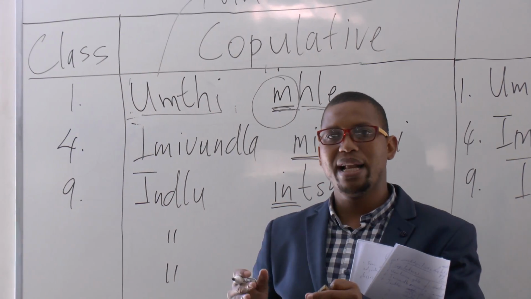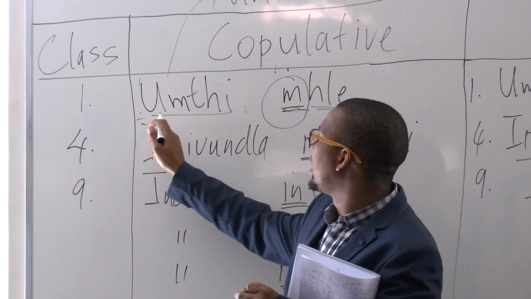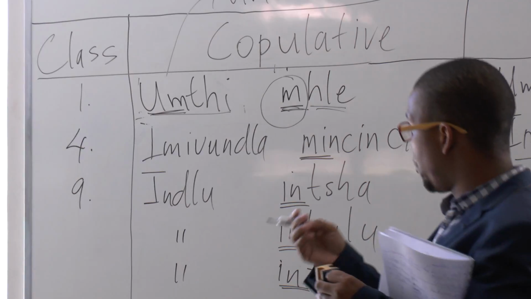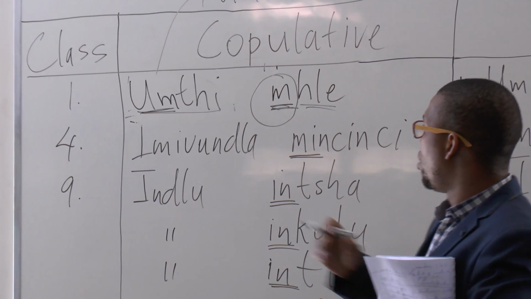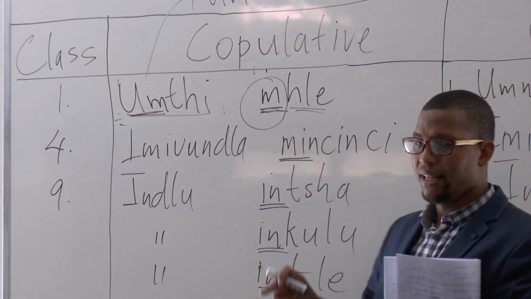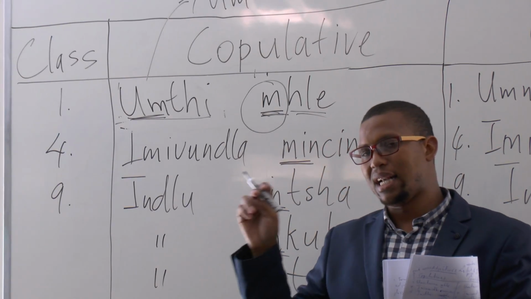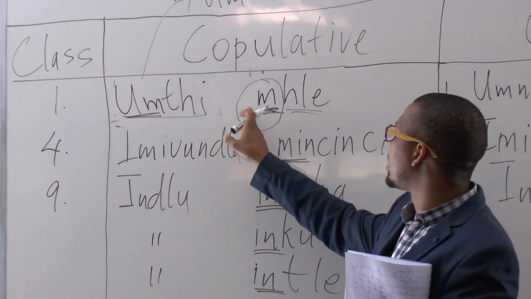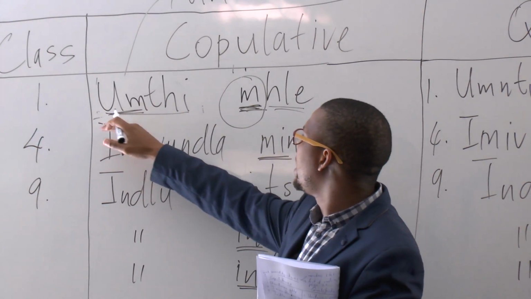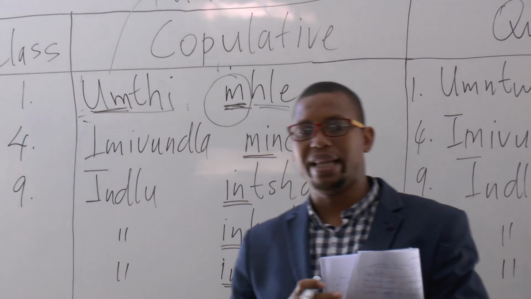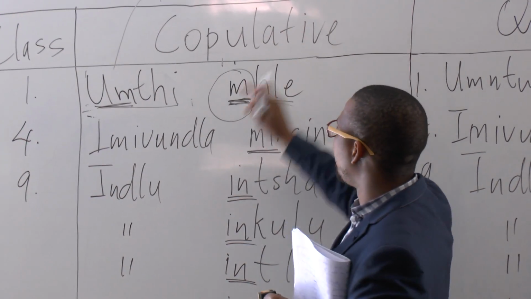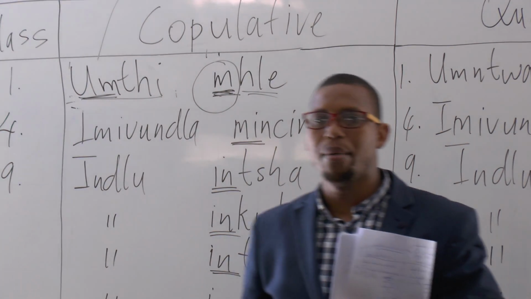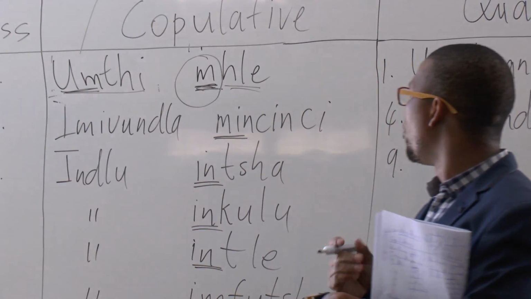Class 3 is similar to class 1 because they share the same prefix, which is um. Then when we want to say the tree is beautiful, it's going to be umti mhle. For class 1 and class 3, we use the same adjectival concord. This part means is. Whatever you're going to say as an adjective for class 3, the part which means is going to be M. Umti mhle.